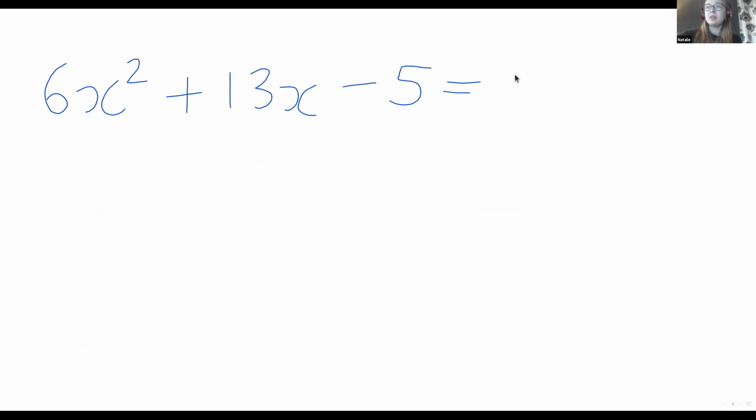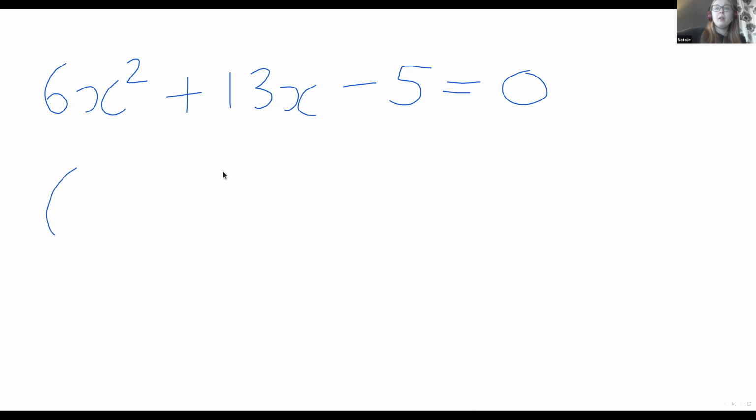So if I have 6x squared plus 13x minus 5 is equal to 0. Now, this is a tricky one. Please feel free to pause the video now and have a go at solving this yourself, because I'm about to go through the solution. So it's trickier when we have a number in front of the x squared, but it's not impossible.